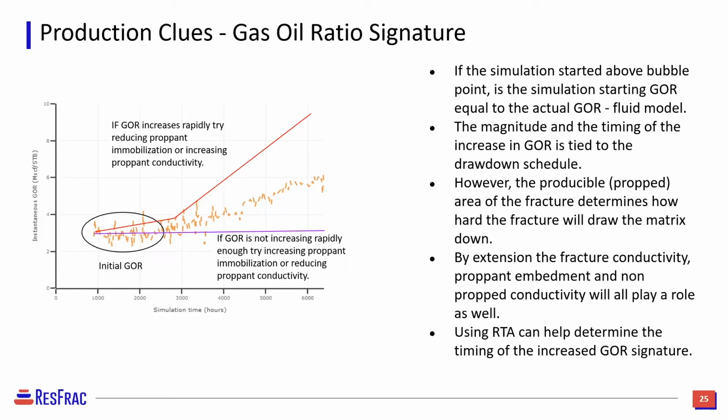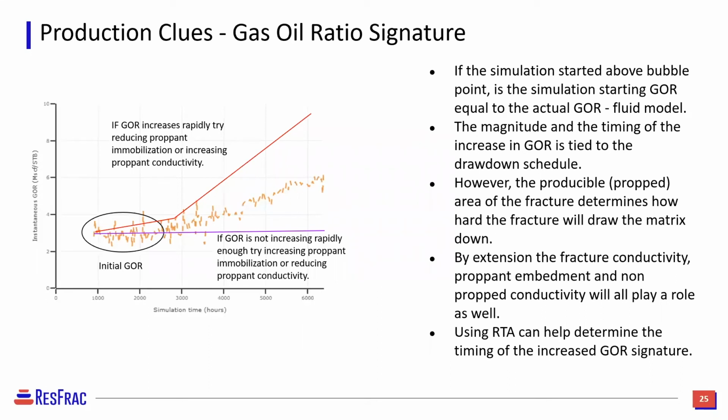And the producible area of the fracture determines how hard the fracture will actually draw the matrix down. So if you have a very small area, you're going to draw that part of the matrix down very quickly and make this bend in the GOR much too fast. So that gives you one of your clues: if I'm drawing it down too hard, maybe I need to increase my propped area. And you can do that by, for instance, reducing your proppant immobilization. Or if you think you're exactly right with your proppant immobilization, you could actually increase your proppant conductivity.